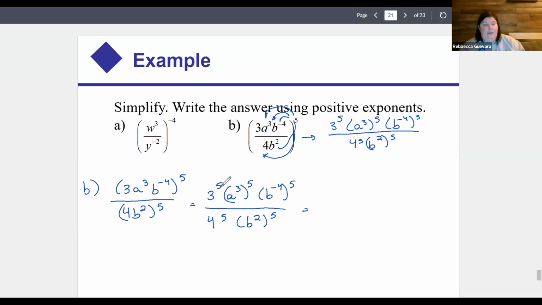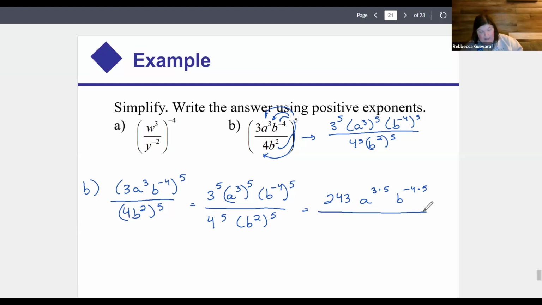So anyway, 3 to the 5th. Just a minute, off the top of my head, I'm trying to get 3 to the 5th and it's not coming to me. We're a couple hours in here. 243 is 3 to the 5th. Then we have a to the power of 3 raised to the power of 5. So it's a to the power of 3 times 5. Then we have b to the power of negative 4, but that was raised to the power of 5. So it's negative 4 times 5.